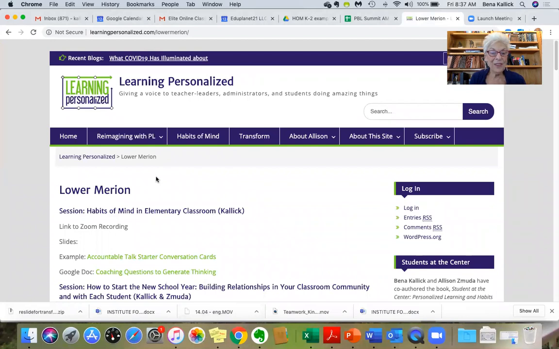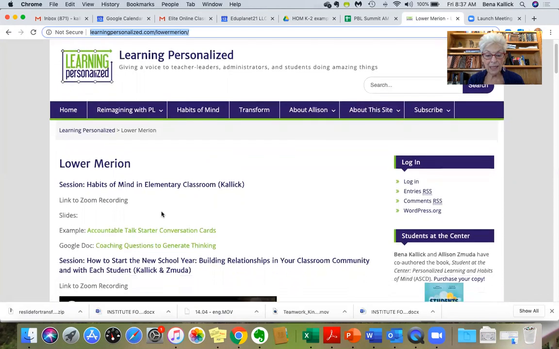Okay, and if you can see, the landing page URL is right here. It's learningpersonalized.com/LowerMerion, all one word. So I hope you can see that, learningpersonalized.com/LowerMerion. When you get there, you're going to see Lower Merion, and then the first one up actually is ours, Habits of Mind in Elementary Classroom.